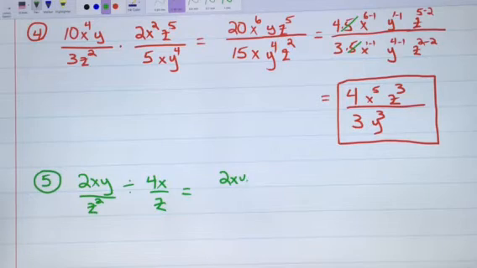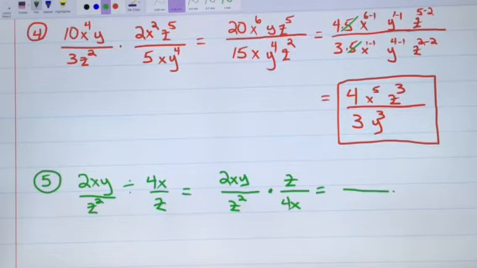All right, now rewriting what I have in terms of multiplication. Again, if I'm dividing by a fraction, it'll be the same as multiplying by the fraction's reciprocal. So 4x over z, the reciprocal is going to be z over 4x. And so lining up what we have here, we have 2xyz, and I have all over 4x z squared.